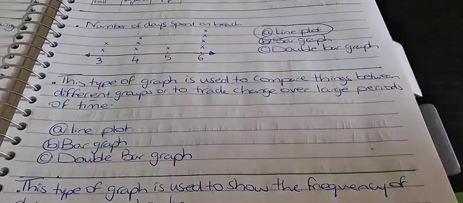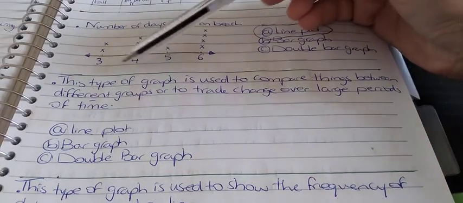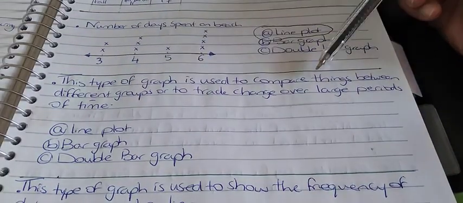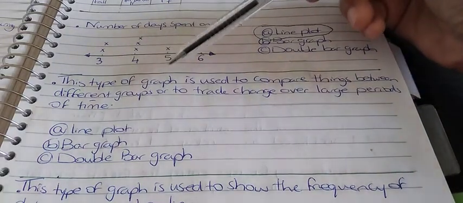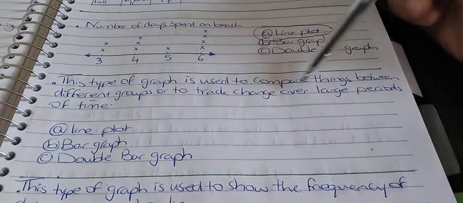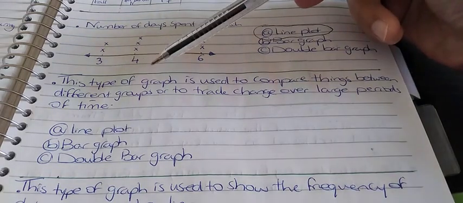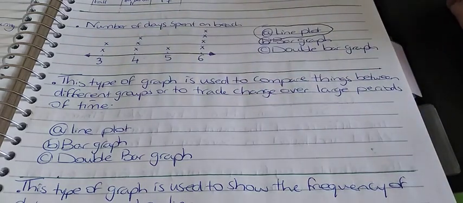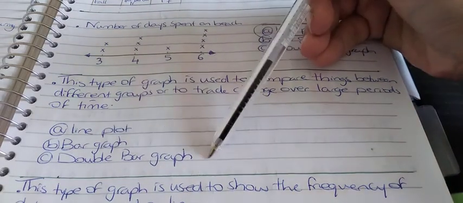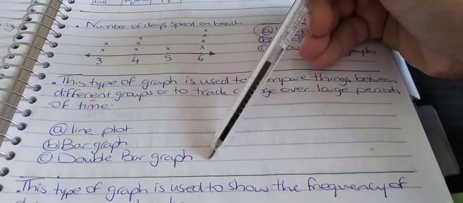Now we come to this question. This type of graph is used to compare things between different groups or to track change over large periods of time. So if we are comparing things between different groups, is it a line plot, bar graph, or a double bar graph? Yes, the bar graph.